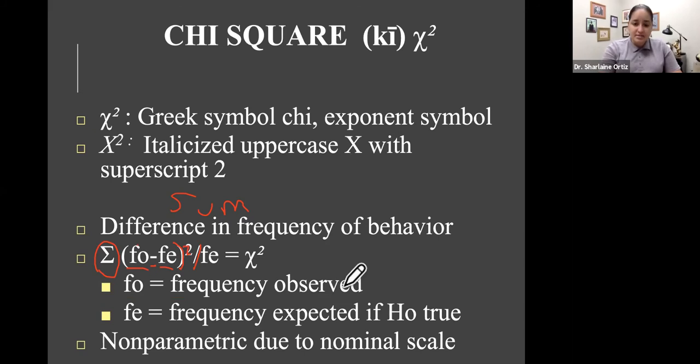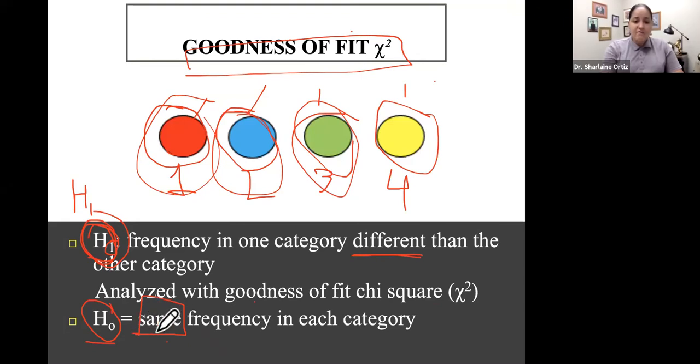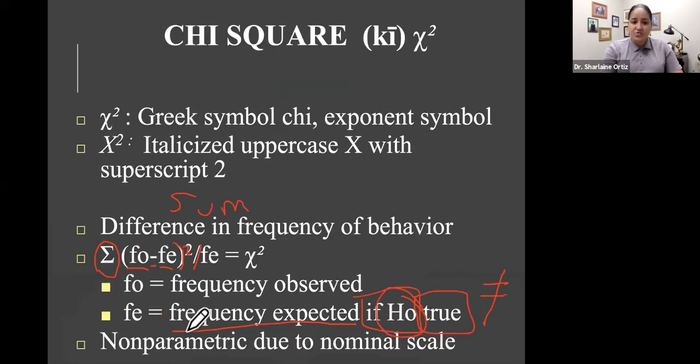What is it that we would expect it to be if, for example, the null hypothesis is true? If there is no difference, then all the frequencies that you observe are exactly the same. That is what frequency expected is. If you recall from our slide on the null hypothesis, we assume that everything is going to be exactly the same. So that is what our expected frequency is.